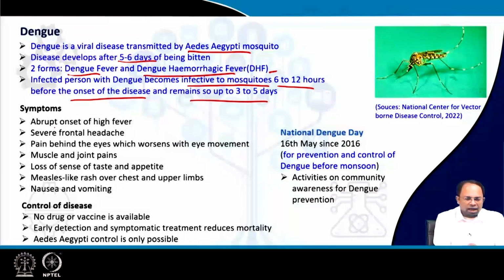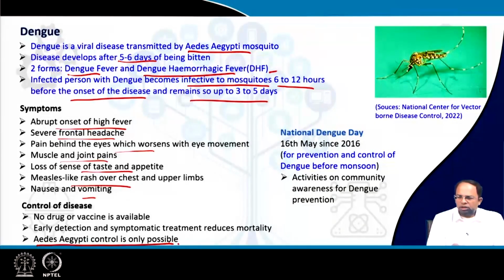So the symptoms are abrupt onset of high fever, severe frontal headache, pain behind eyes, muscle and joint pains, loss of sense of taste and appetite, measles-like rash over chest and upper limbs, nausea and vomiting. And there is no drug or vaccine because it's a viral disease. So the earlier you detect, you can do symptomatic treatment, like treatment with an antipyretic medicine to bring down your fever and so on, and drink a lot of water, and that's the only way to treat dengue. There are no other medicines.